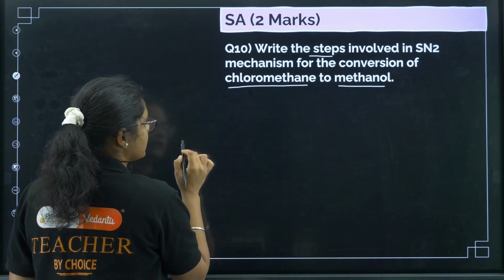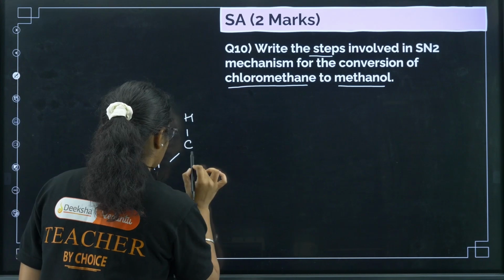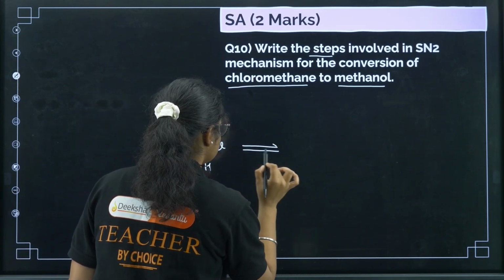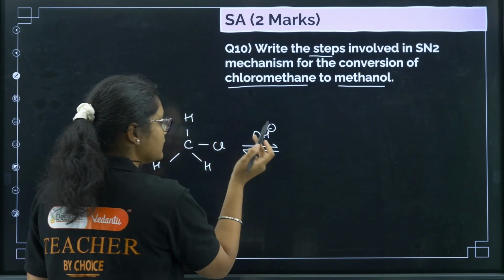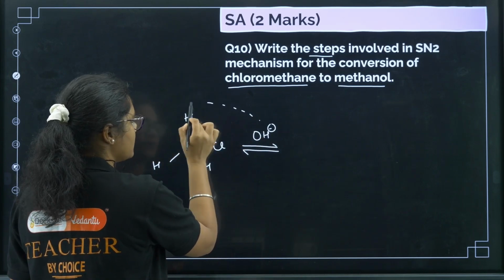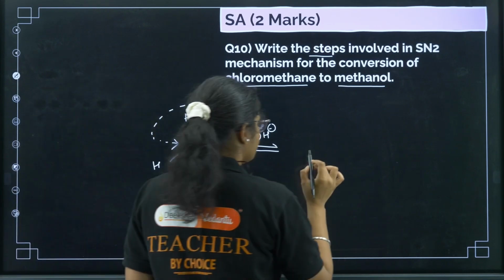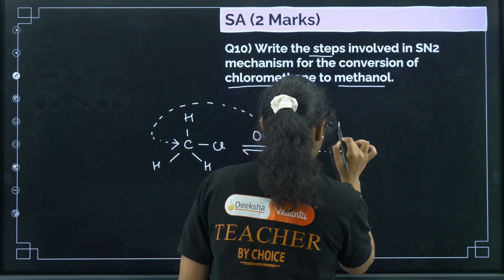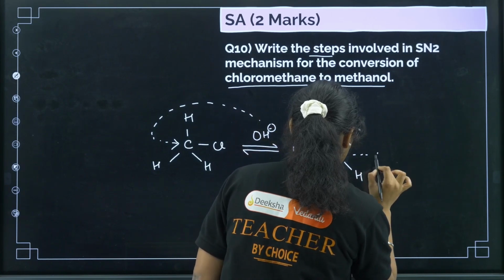So chloromethane, right? You can write like this: we have chloromethane in the presence of OH minus. What happens here? The attack takes place from the back side, right? You have to show the backside attack. What we get here is an OH bond being formed, and we have CH, H, H and chlorine.